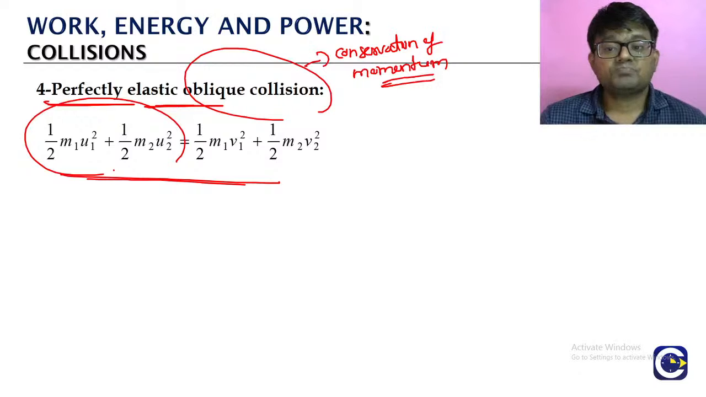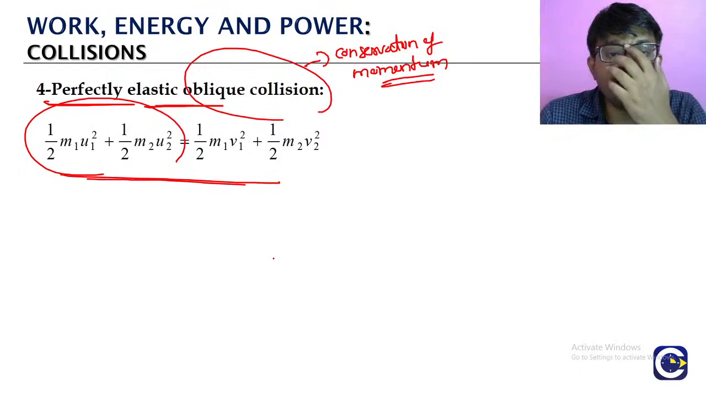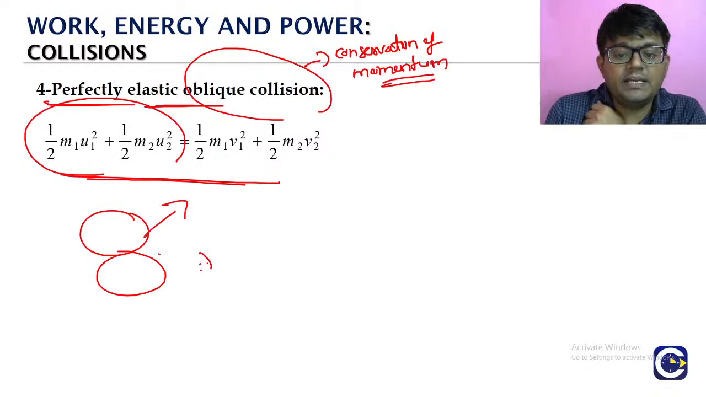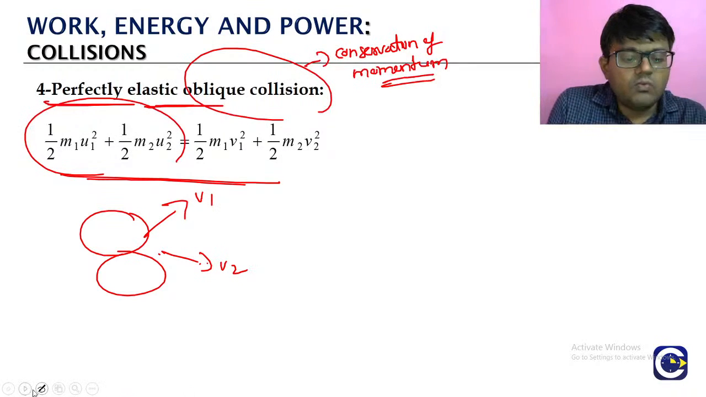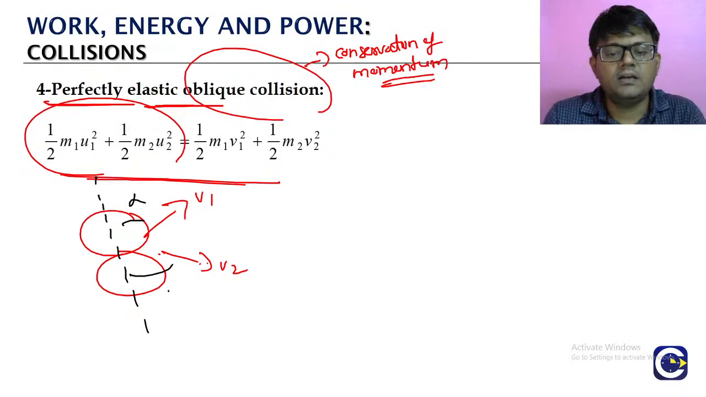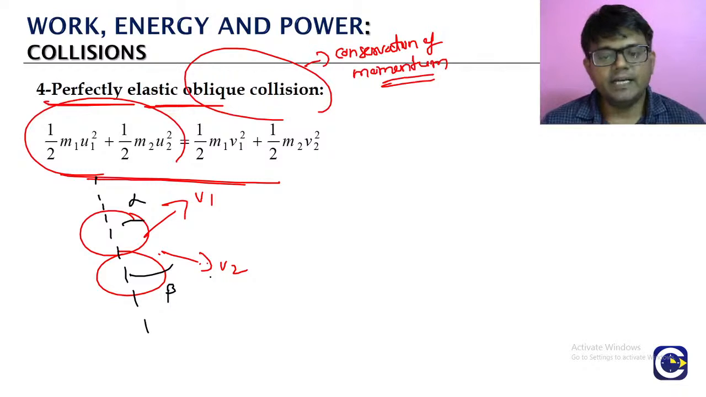Other than this, because here we'll have many variables. Why will we have many variables? Because the velocities of the particles may be in different orientations, like this v1 and v2. So we will look at the corresponding angles. Let's say this is the common normal line. What is the angle made by v1 with the common normal? Let us say alpha. What is the angle made by v2 with the common normal line? That is beta. So we'll have alpha and beta.